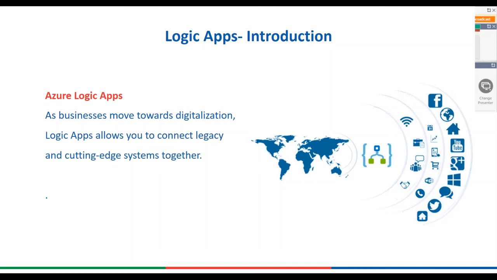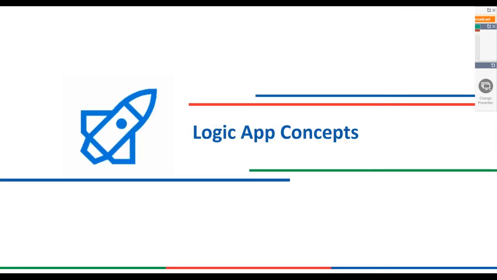And all the extensibility is inbuilt. So if you have a system which does not provide any API, you can create an API which acts as a connector. You just need to create a web API which supports Swagger. You just need to host it on Azure or any other cloud platform. You can incorporate that into Logic App.